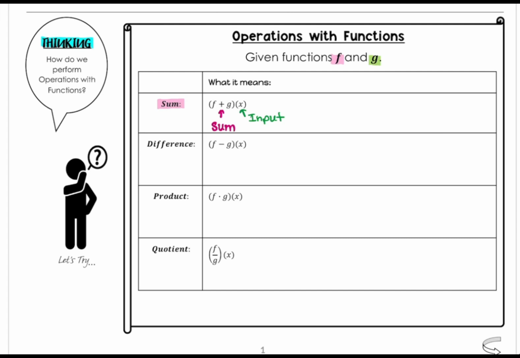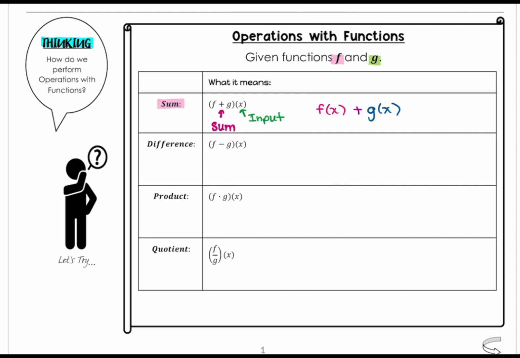For this type of problem, what we are going to do is take the f function, input that given input of x, add, because we are summing, right? Adding these, take the g function and input the same input of x. So two things to pay attention to: the operation that we need to use, and the input we are inputting.